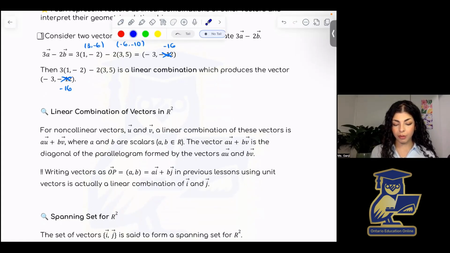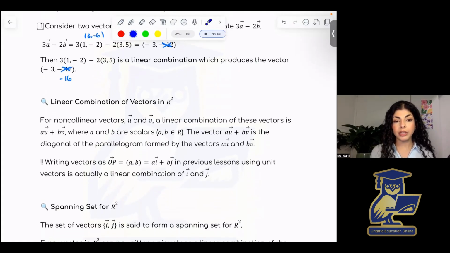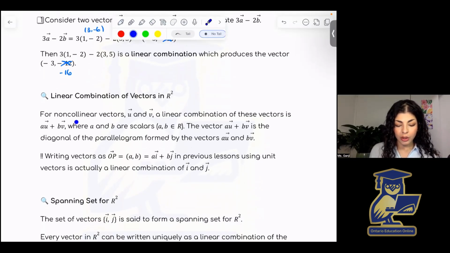So now let's give a formal definition here. The linear combination of vectors in R squared, and as always, we're going to start with R squared and then expand to R cubed. So for non-collinear vectors u and v, and remember, collinear is when they are parallel, which means they are multiples of each other, so they have the same direction, and if you translate the two vectors, they will be coincident vectors. So these are non-parallel vectors.